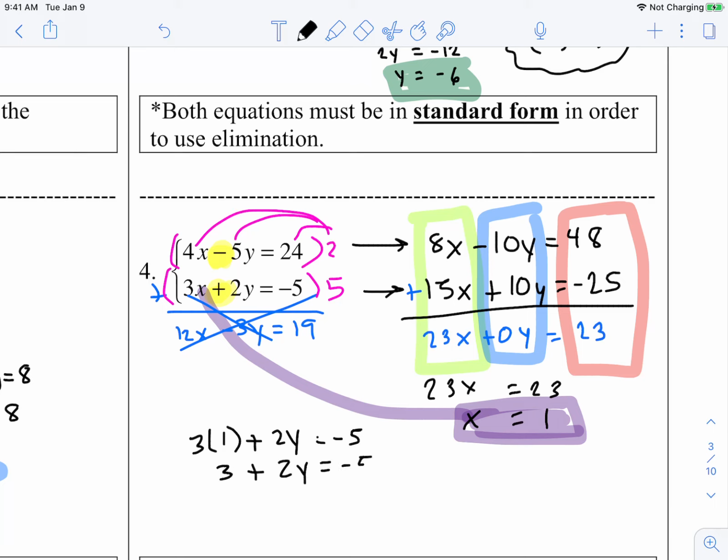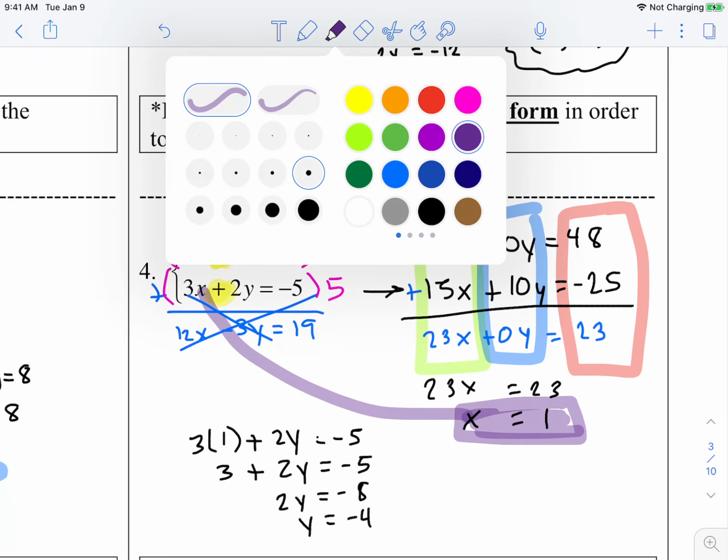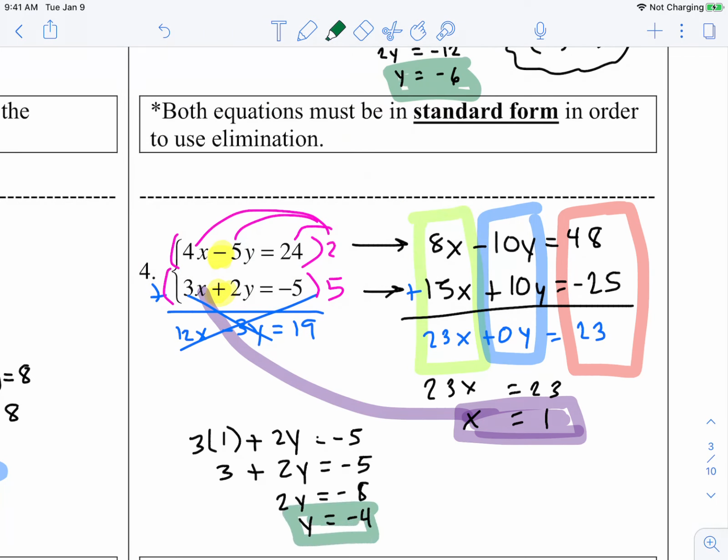And I go about solving this the way I do every problem. And I get 2y is equal to negative 8. Divide by 2, and I get negative 4. So there you have it. Your elimination method. Remember, we write our answer as a coordinate.